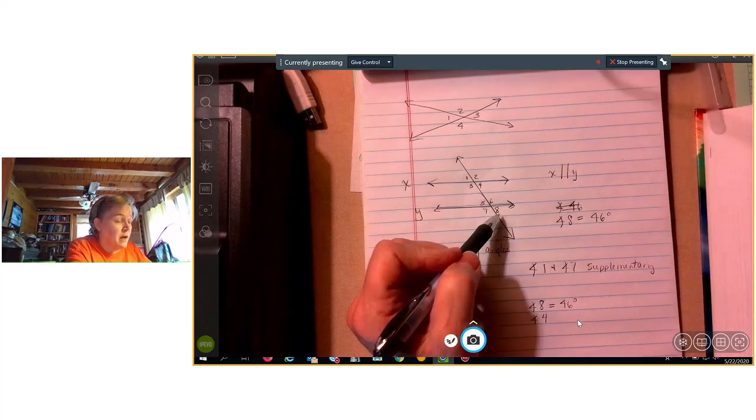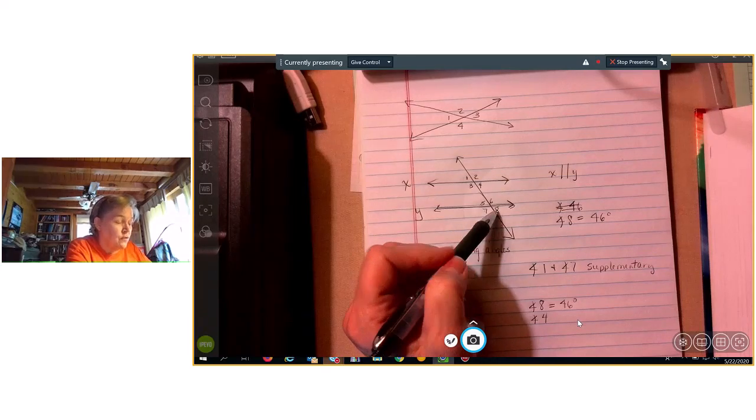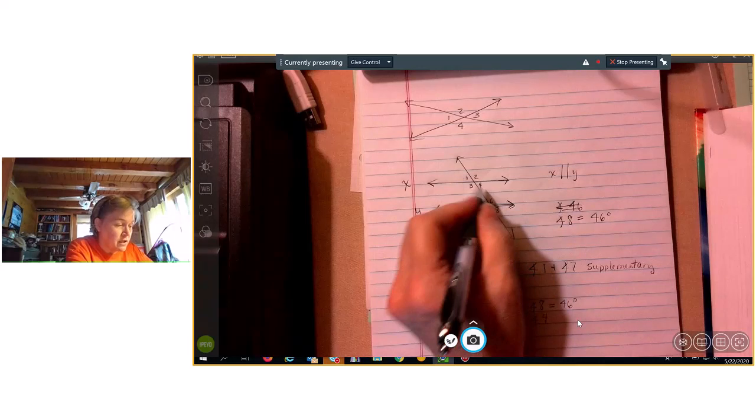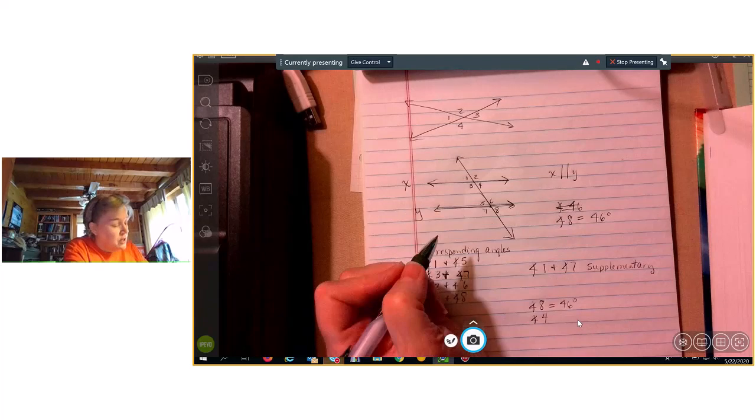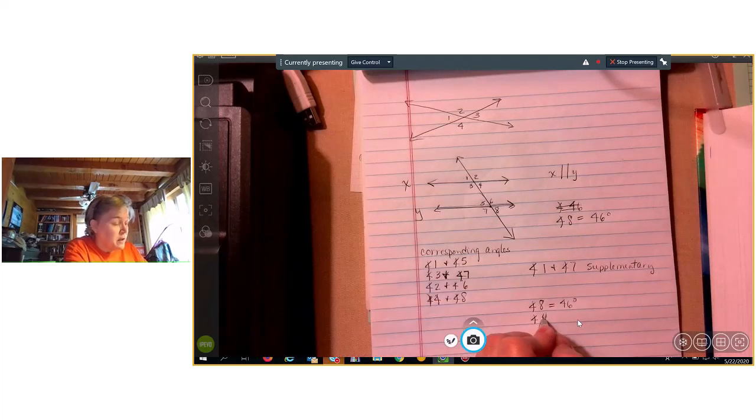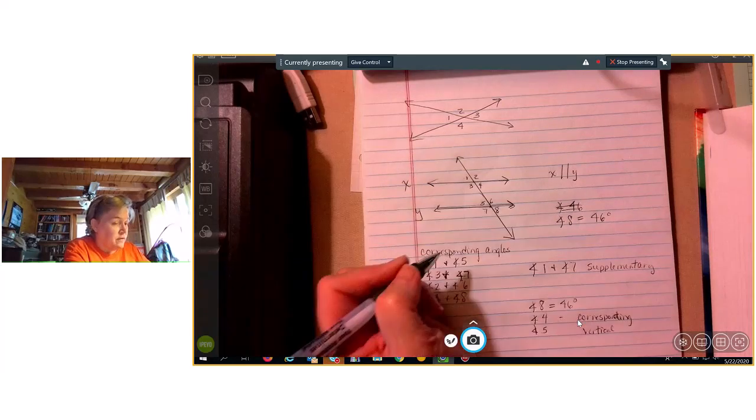Now, we also talked about just intersecting lines and vertical angles over their point of intersection. Vertical angles are also going to be the same measurement. So not only does angle 4 correspond to angle 8, but angle 5, this is a corresponding angle, angle 5 is a vertical angle. And so it's also going to be 46 degrees.